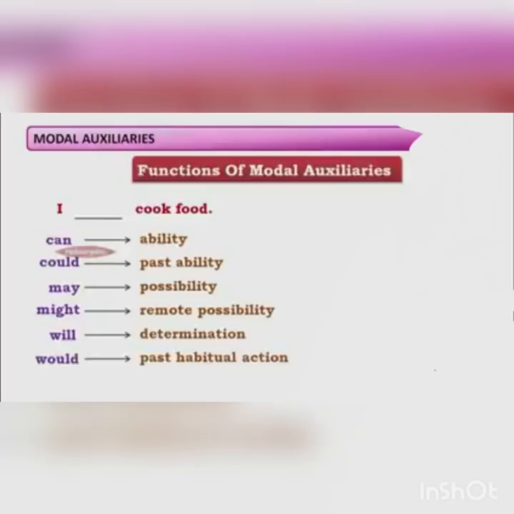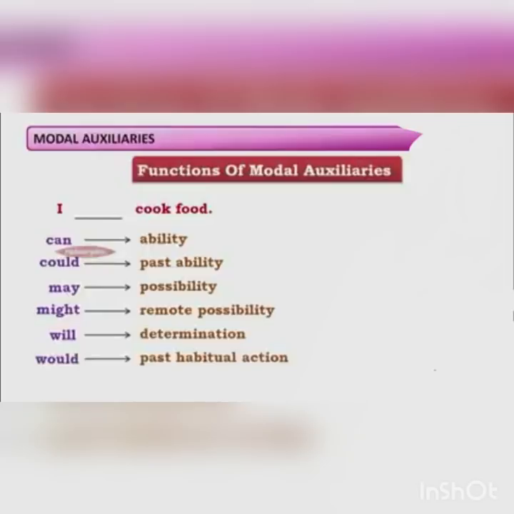I may cook food. Now here definitely it is not an ability, it shows that it is a possibility. It may be possible for me to do cooking. So may is used as possibility. And if I am not too sure, then I will use might. Got it? I might cook food. So these are the four which we have gone through. Can expresses ability, could, past ability, may, possibility, and might when you are not sure.